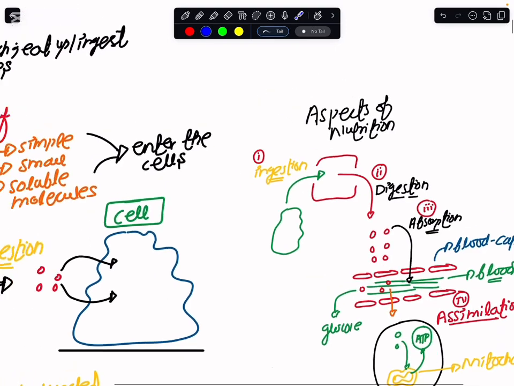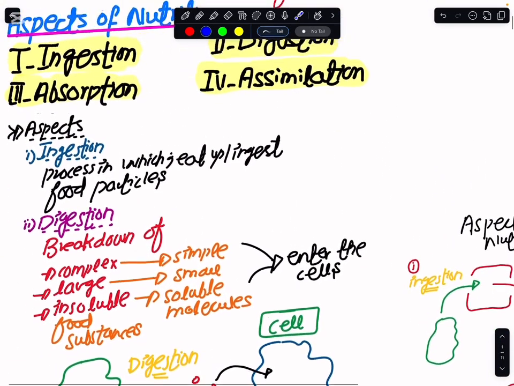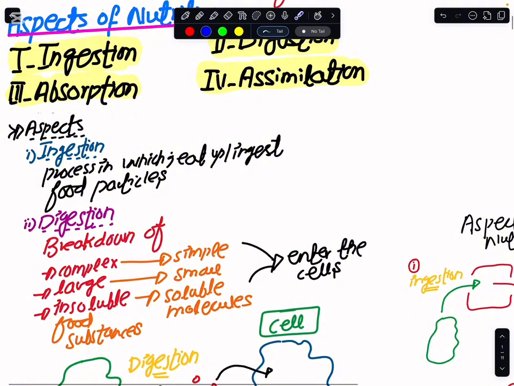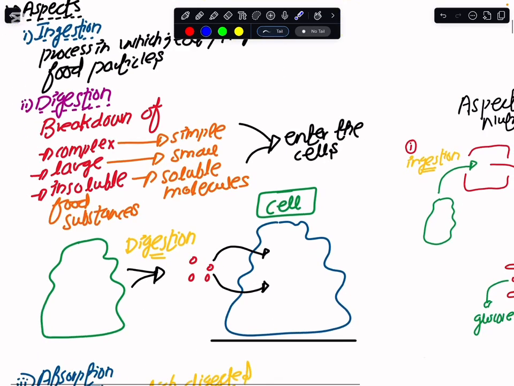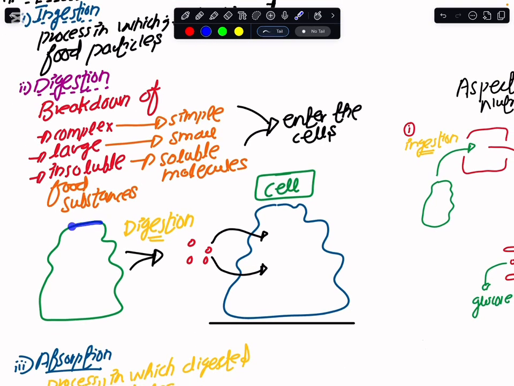So let me quickly tell you how you are supposed to remember these aspects of nutrition in the human body. The first aspect is ingestion, where we eat up or ingest the food particles. When I talk about digestion, the food particles that we eat in our diet are large, complex and insoluble food substances. When I digest them, they become small, simple and soluble molecules, and that allows them to go into the cells.